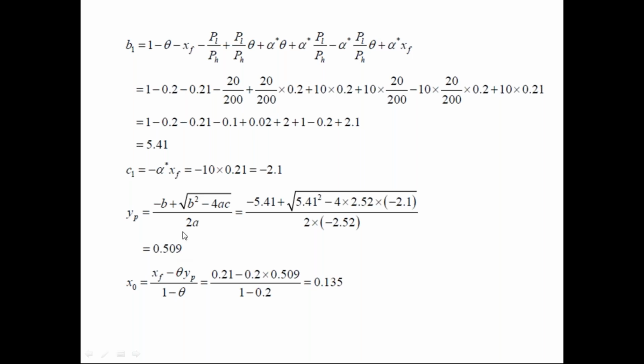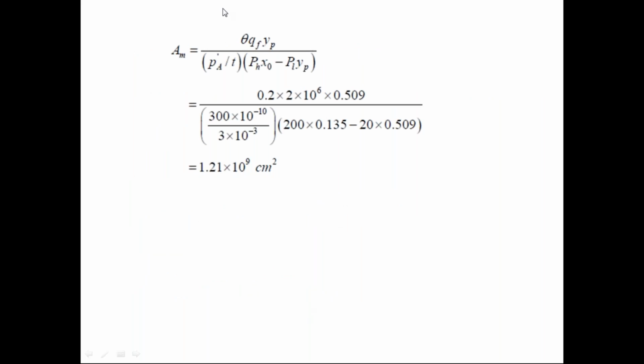Okay, so once you get the YP value, substitute in the mass balance of the component which is having more permeability, so you will get the reject composition 0.135. Okay, so YP is 0.509, and finally you can get the area 1.21 into 10 power 9 centimeter square. So this is the area which is required for that one.